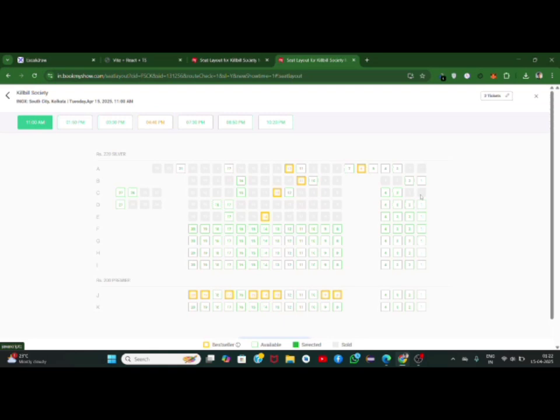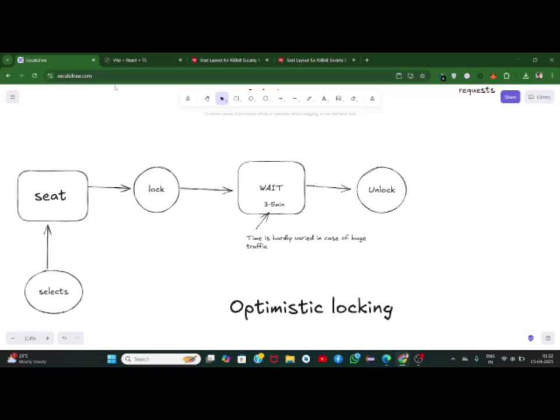There are two types of locking. First is optimistic and second is pessimistic. BookMyShow uses a special type of locking, which is the optimistic one. Let's understand what optimistic locking is. Let's go to Excalidraw.